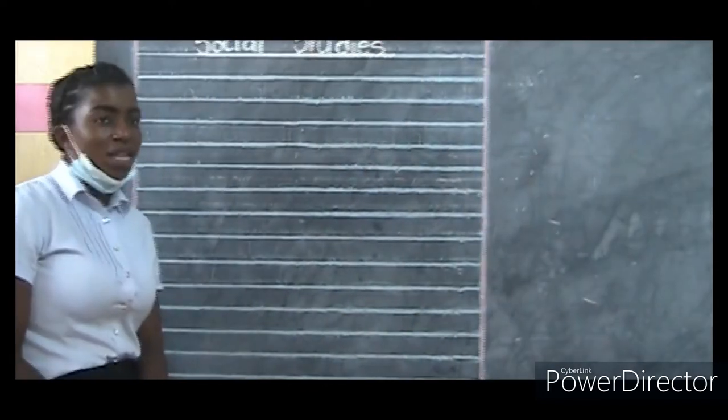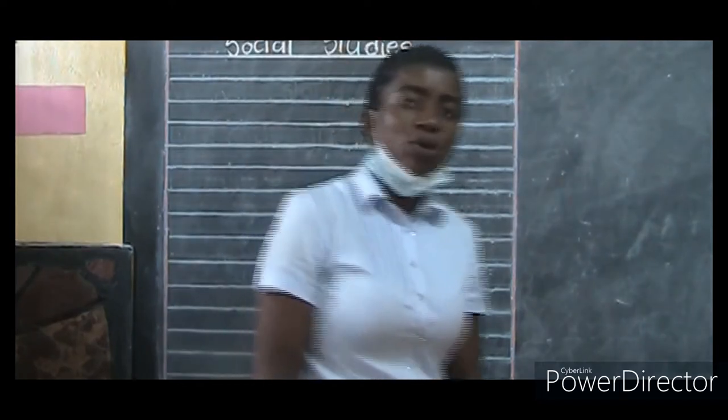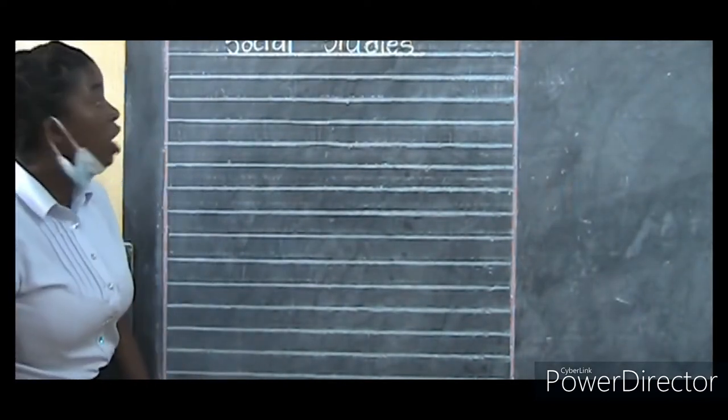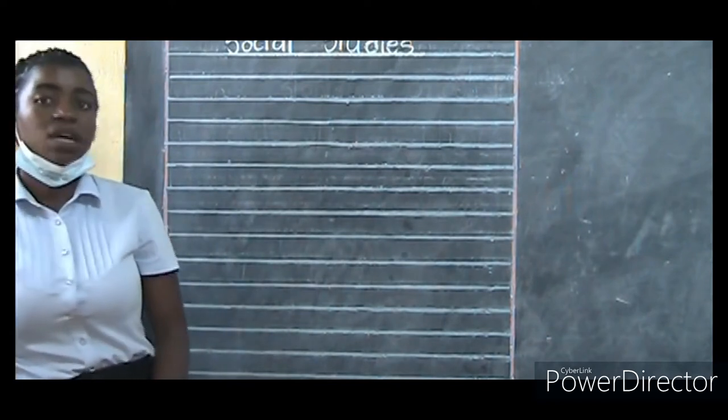Okay, yes, we had the innkeeper, we had the robbers, we also had the person that was injured, the wounded person. Very good. We also had the Good Samaritan. Very good. So now today, since we looked at what we learned last time, today we are going to be looking at working together.